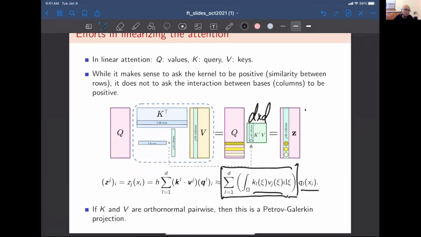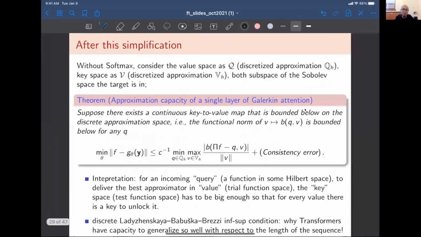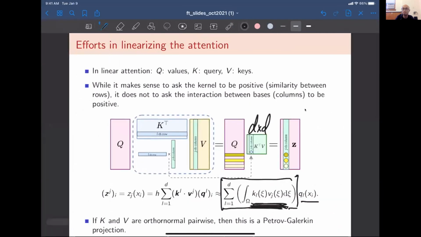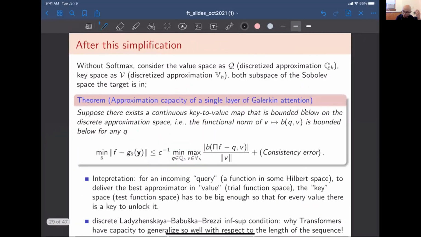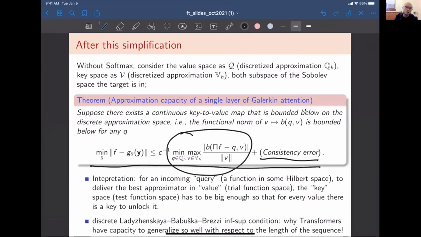Then I went on to prove some simple theorem. Once we realize this is a learnable Petrov-Galerkin projection, if we assume these are orthonormal, but we don't have to in the end, if we assume certain things, then we can apply some standard finite element exercise to prove its approximation capacity. For example, we have some consistency term that tells us how good this approximation space is. And then this corresponds to a Stokes flow problem, a saddle point problem.